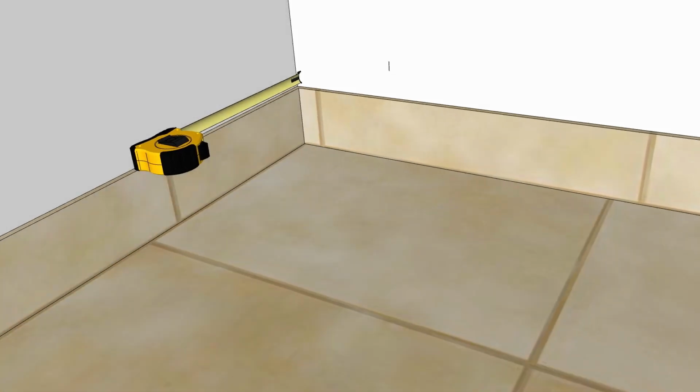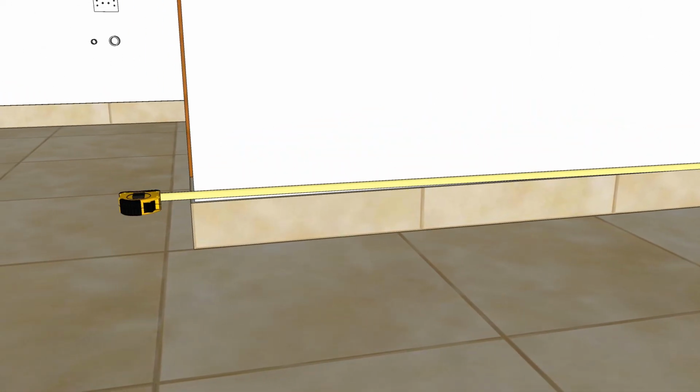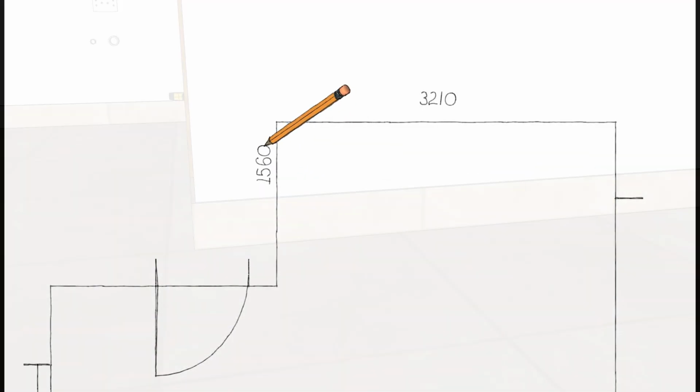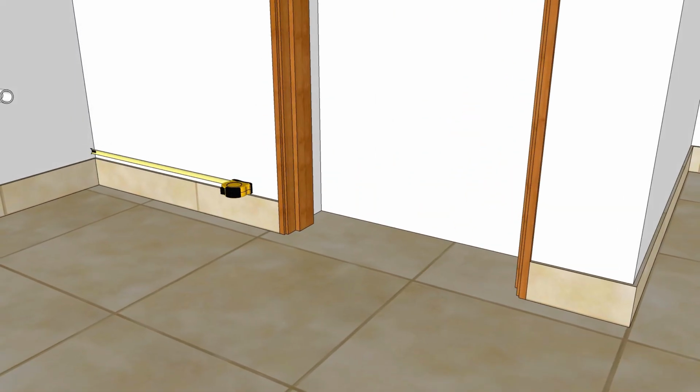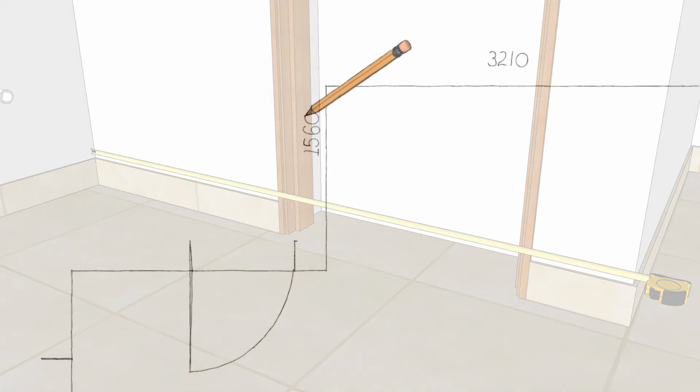The second wall is straightforward. Measure it and write the measurement down. Our next wall also includes a door. First measure the full length of the wall and write it down.